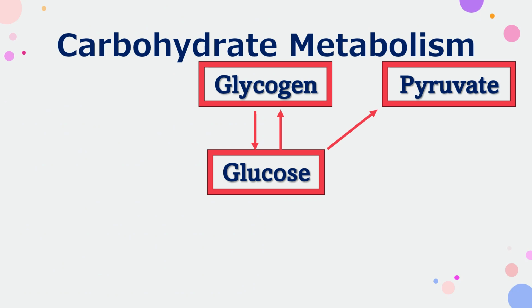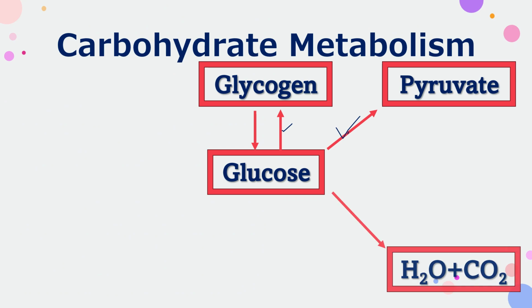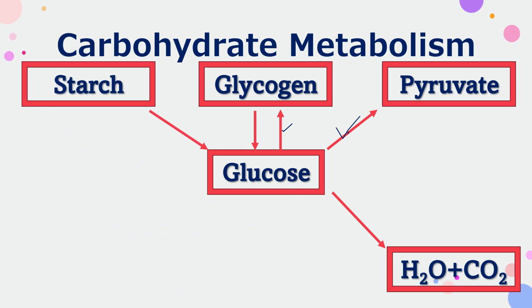This process where glucose is broken down to pyruvic acid is called glycolysis. When glucose is converted to glycogen, this is called glycogenesis, the synthesis of glycogen. And when glycogen is broken down into glucose, it is called glycogenolysis. Then this is further metabolized into carbon dioxide and water.